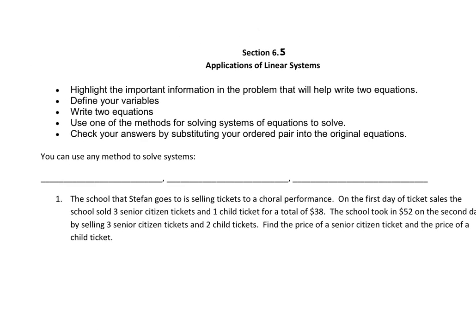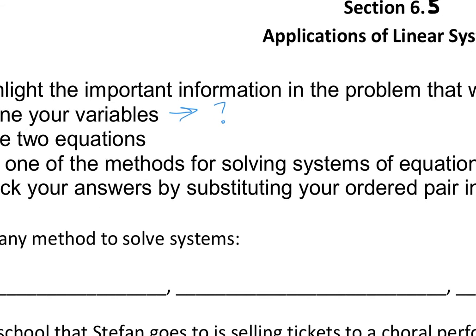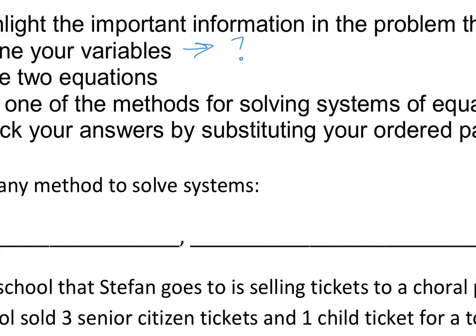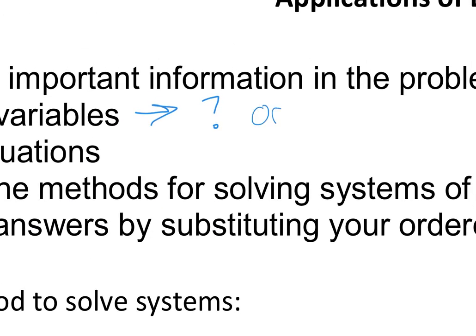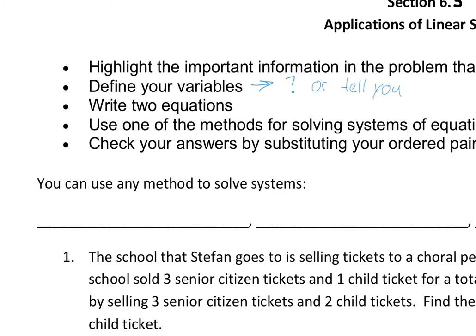Highlight important information. We're looking for numbers, right? If we're writing equations, we're going to be looking for numbers. So we're going to be highlighting important numbers to help us write two equations. So it's key to know we're looking for two equations. We'll define our variables, and that usually comes in the problem where the problem gives you the question mark. If they're asking you a question, or they tell you, sometimes they'll say, how much is this worth? How much is that worth? With question marks, or they'll tell you what you're looking for. Then we'll write the two equations.